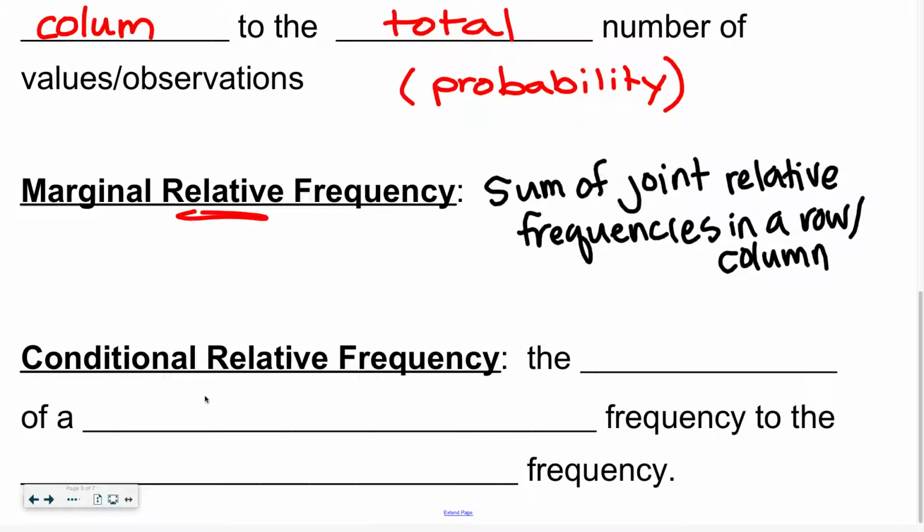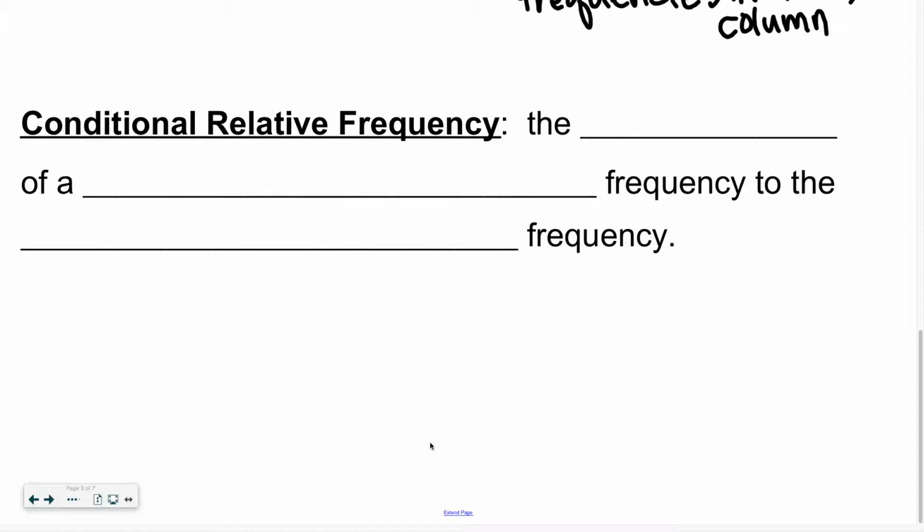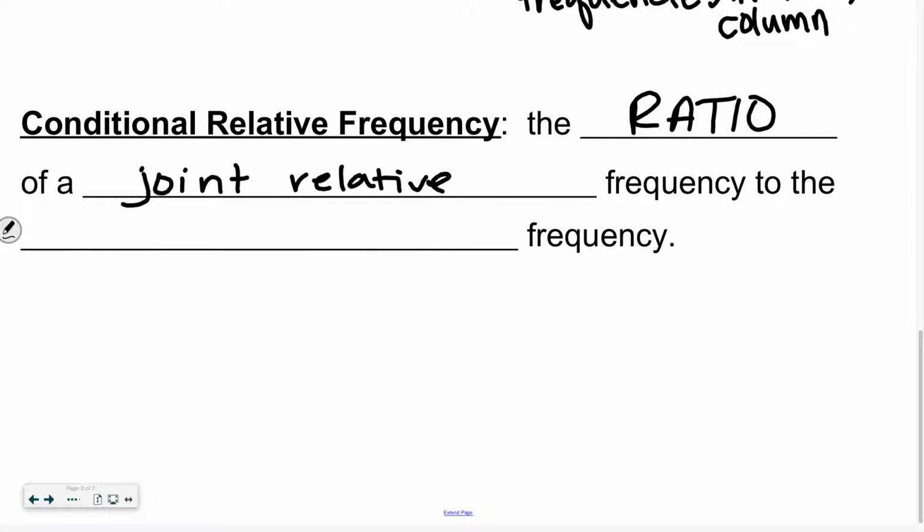Now the last one, talked about yesterday, conditional probabilities. We're talking about conditional relative frequency. Okay. So again, it's got that same word relative, so it's a ratio. It's going to be a relation of two values, so it's going to be a ratio. It's a ratio of a joint relative frequency to the marginal relative frequency.